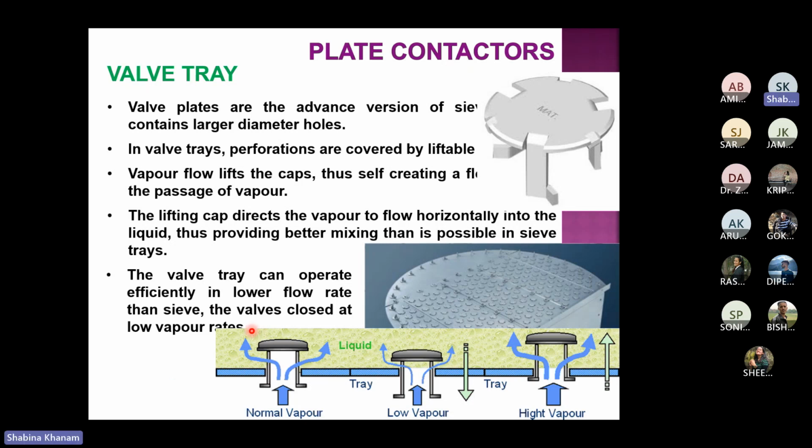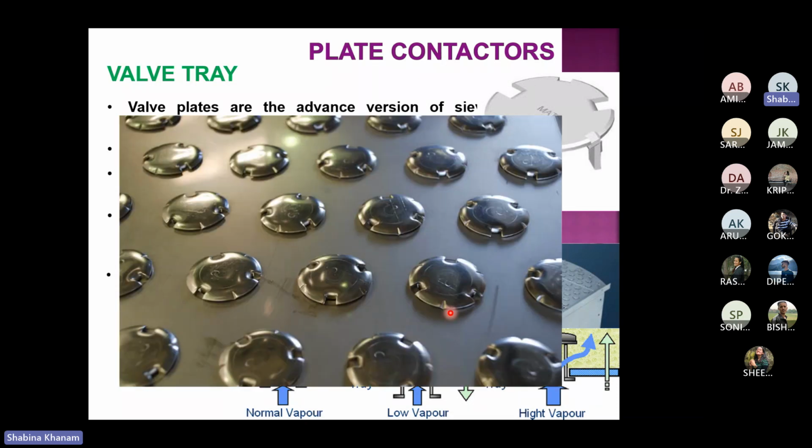Okay. So if the vapor flow rate is less, the valve will not open up. In this way you can see the openings more closely. If the operation is not going on, you cannot see the holes, because these are generally closed with these liftable caps. So in this way we can have the advantages and disadvantages of each type of plate.